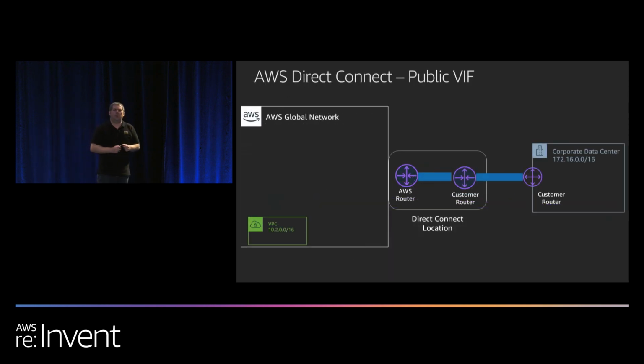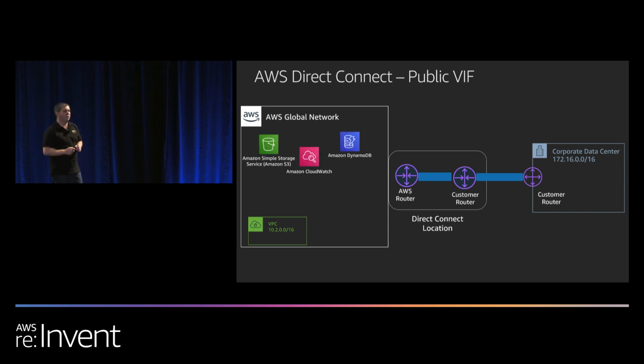Now let's just briefly talk about public VIFs. So I mentioned that this is the third type of virtual interface. We're going to come back to the transit VIF in a moment. But the public virtual interface means that the rest of the services on the AWS infrastructure, on the global network, that have public IP addresses, things like S3, CloudWatch, DynamoDB, these are all services you may want to access from on-premises without going through a VPC.